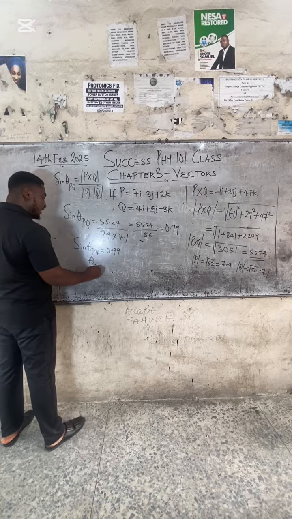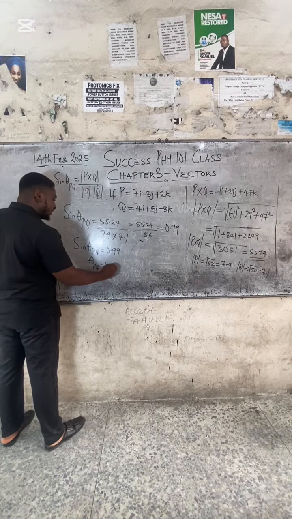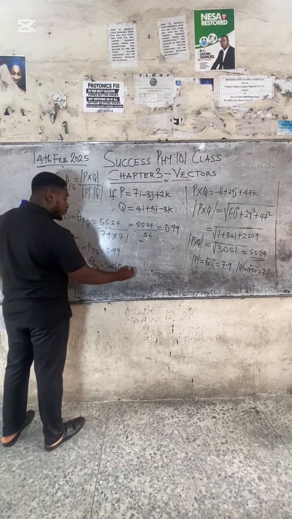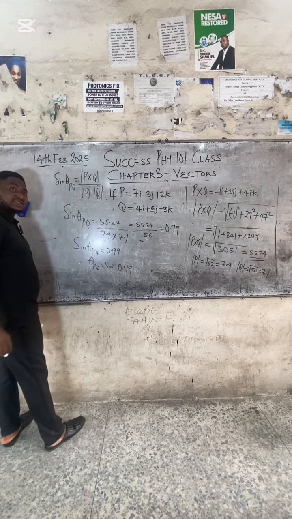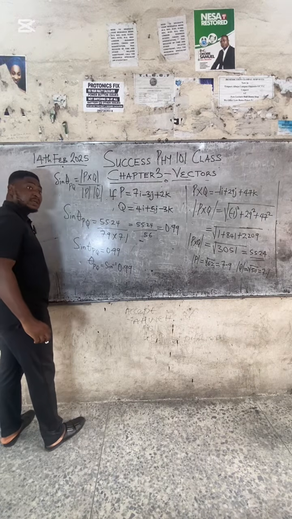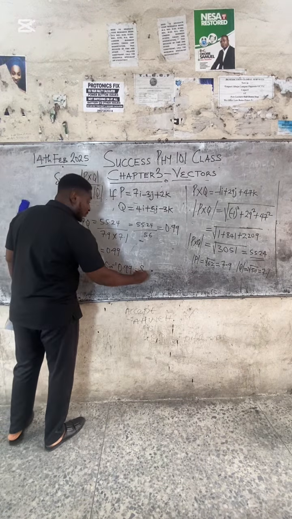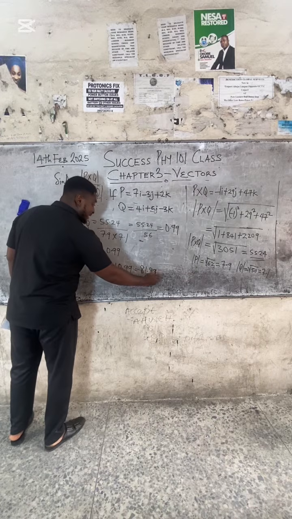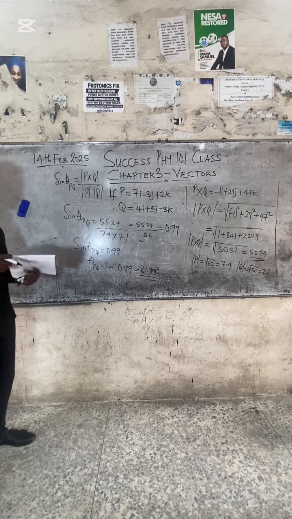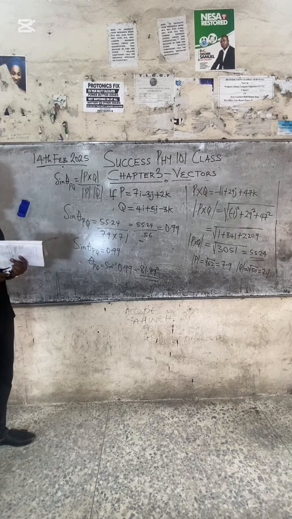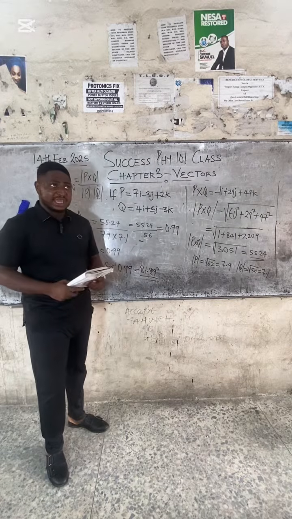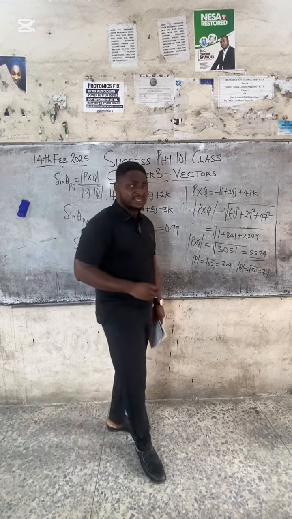Can we make theta PQ the subject of the formula? Theta PQ is now equal to sine inverse, right? When sine moves to this side, it becomes sine inverse. So shift sine of 0.99 is 81.89 degrees. Ladies and gentlemen, we have come to the end of vectors in physics.